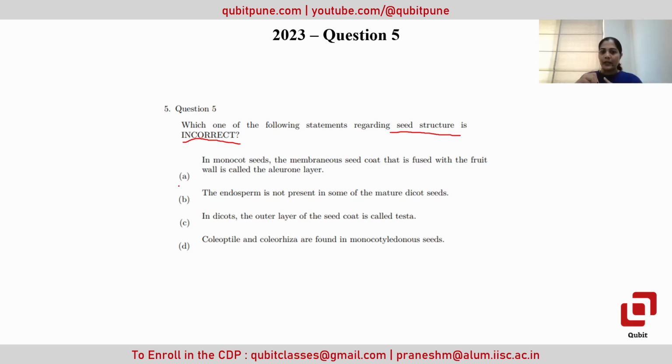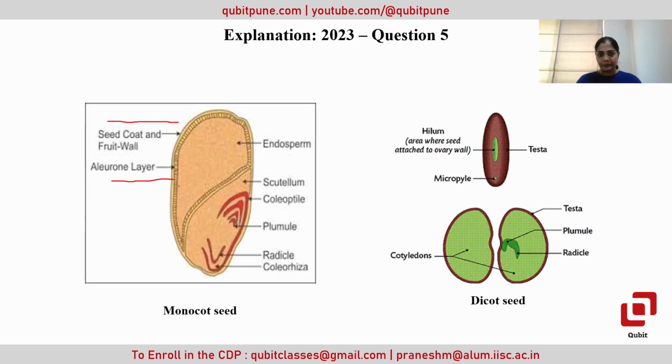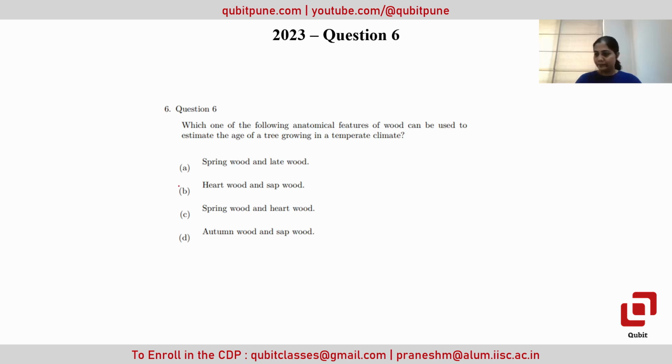In dicot, the outer layer of the seed coat is called testa. That is the correct statement. And coleoptile and coleorhiza is found in the monocotyledon seed is again the correct statement. Next.